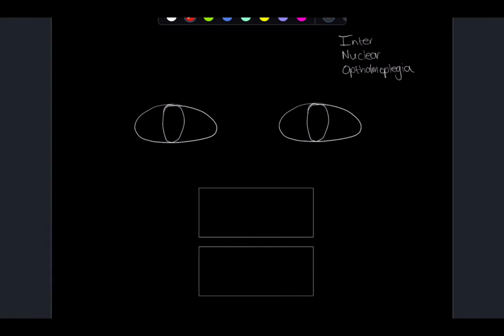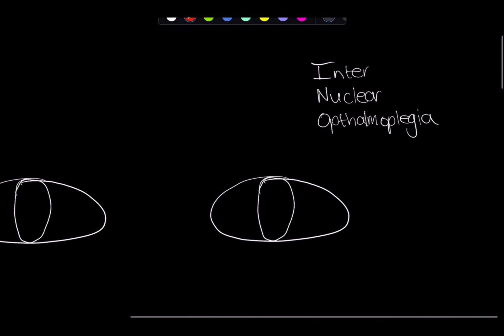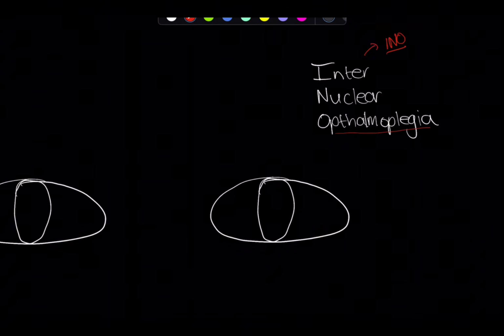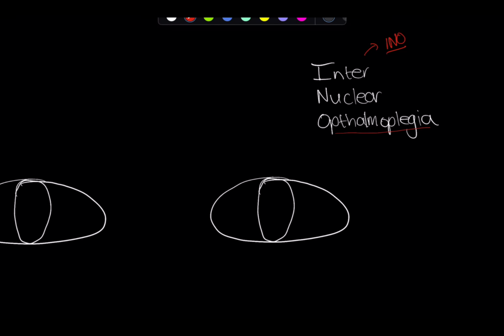So what exactly is an internuclear ophthalmoplegia? It's a fancy word, but a simple condition once you understand the basics. An INO is essentially a problem with ophthalmoplegia, which means a movement problem of the eyes. So there's an issue with the conjugate movement of the eyes, and it's a problem between two nuclei, internuclear. Which two nuclei?